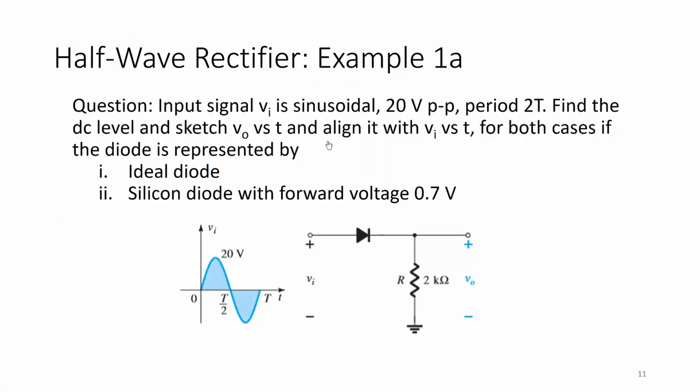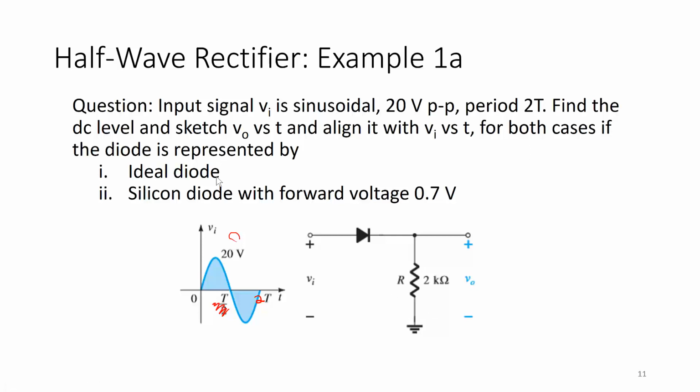Alright, now let's do an example with values. This is example 1a. There is another example 1b, which is just the same, but let's have a look at this first. The question is, input signal Vin is a sinusoidal 20 volts peak to peak with a period 2t. By right I should have here 2t and this would be t. Okay, so there's a correction there. Find the DC level and sketch V out versus time and align it with V in versus time for both cases: if the diode is represented by an ideal diode, and then a silicon diode.